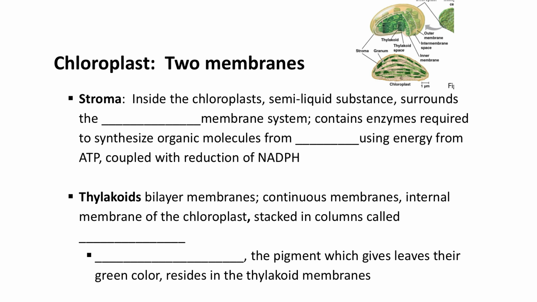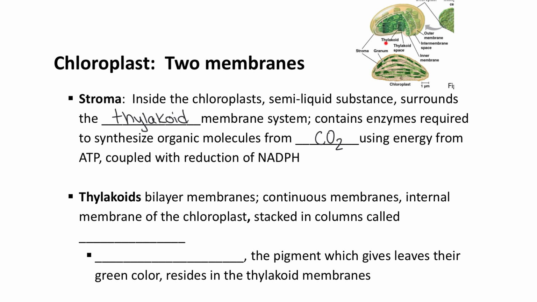Within the chloroplast, we'll see this area in the chloroplast known as the stroma. The stroma is a semi-liquid substance that surrounds the thylakoid membrane system. It contains enzymes that are required to synthesize organic molecules from carbon dioxide using energy from ATP. These reactions are going to be coupled with the reduction of NADPH, where NADP is the electron acceptor.